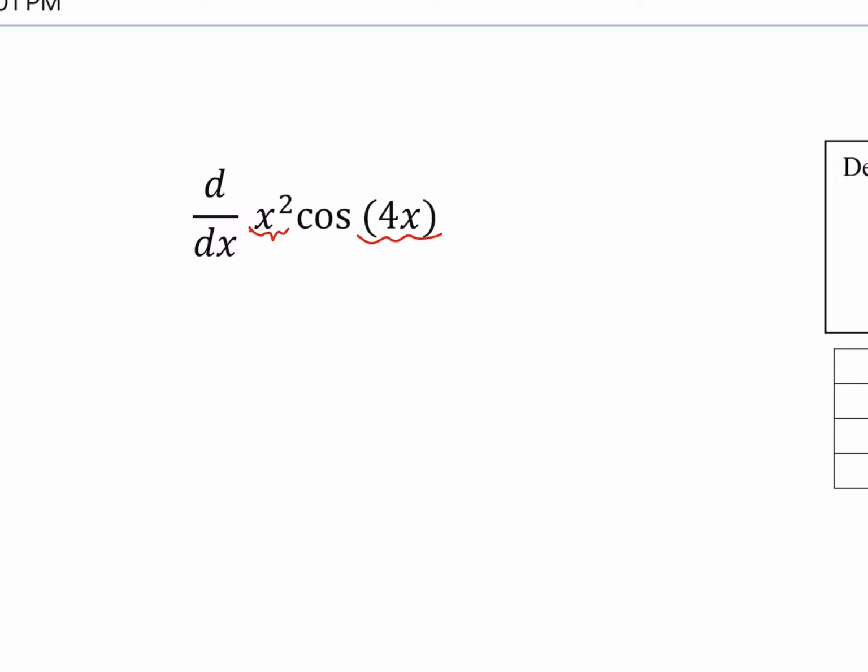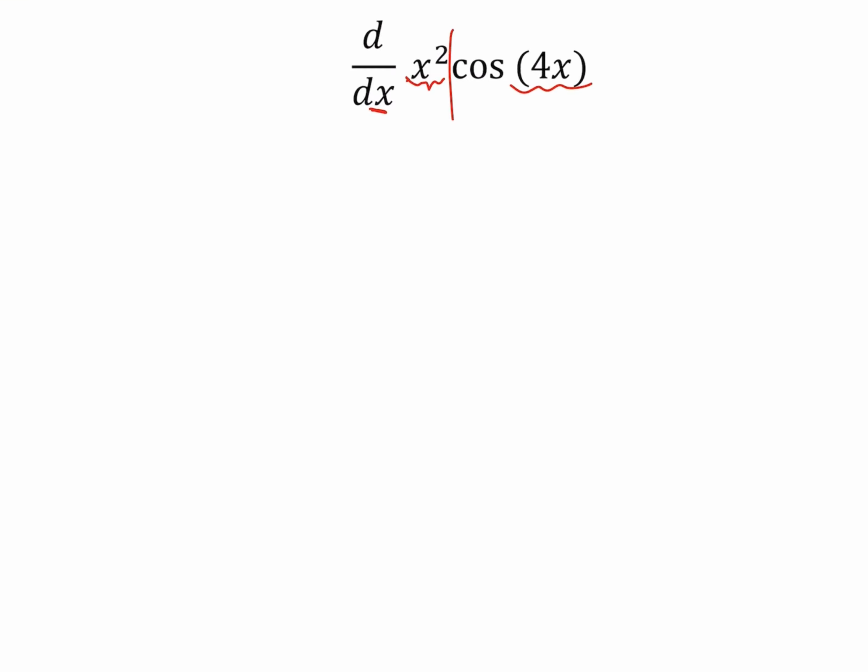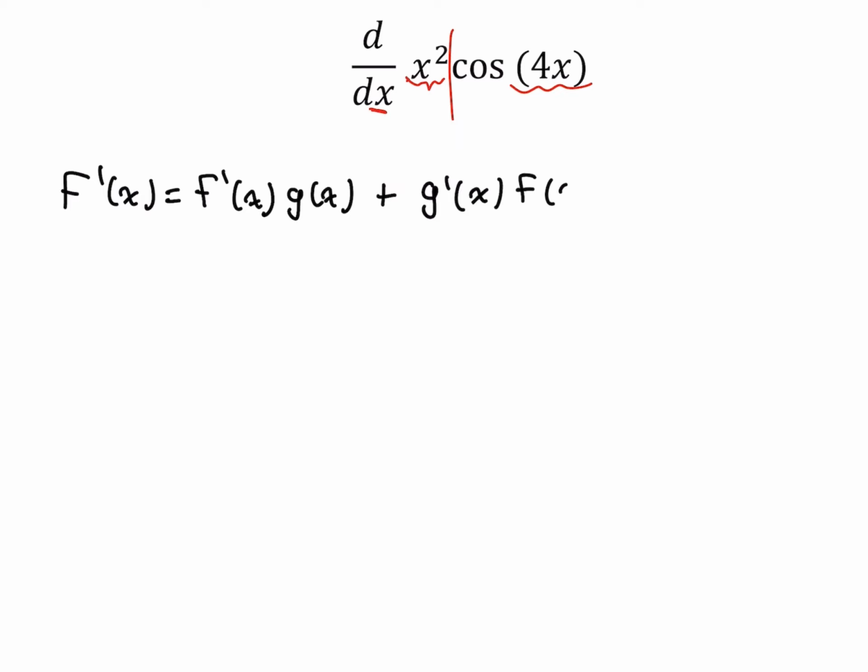Okay, so you can see here our deriving variable is x, and we are multiplying x squared by cosine of 4x. And you can't multiply the two of those together and distribute them out. So this is when we get the product rule. Now, the product rule is defined by the following. F prime of x equals f prime x times g of x plus g prime x times f of x.